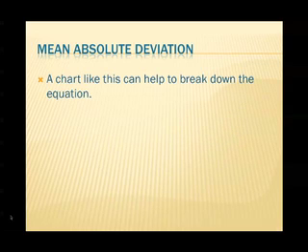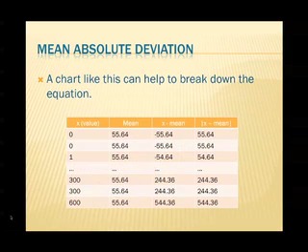To help us work through this equation, we can break it down into a chart like this. You can see the difference between each data point and the mean in the third column, and then by taking the absolute value of these values in the fourth column, the values represent the distance of each point from the mean.